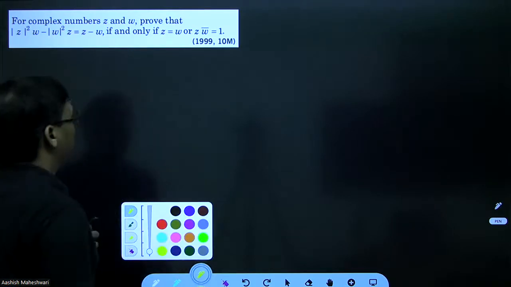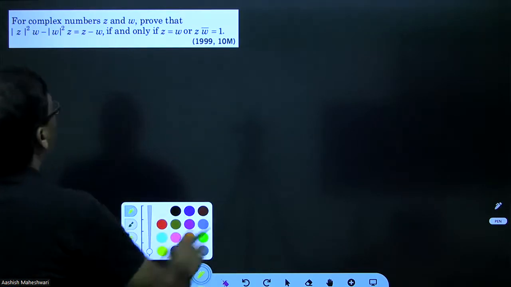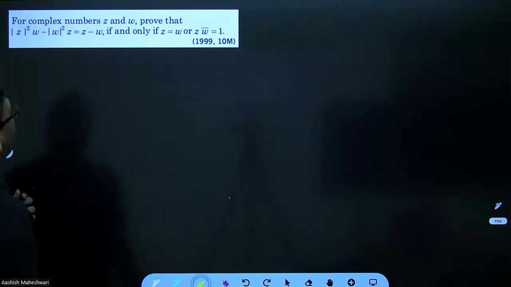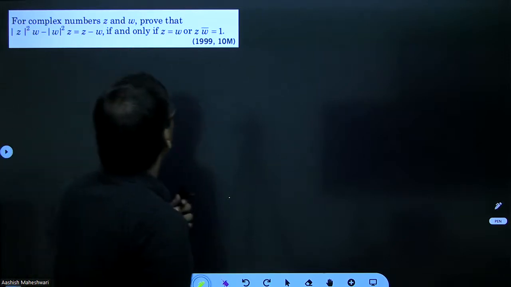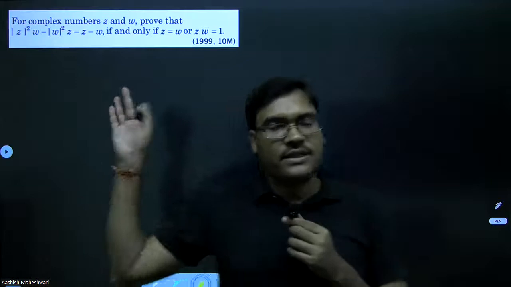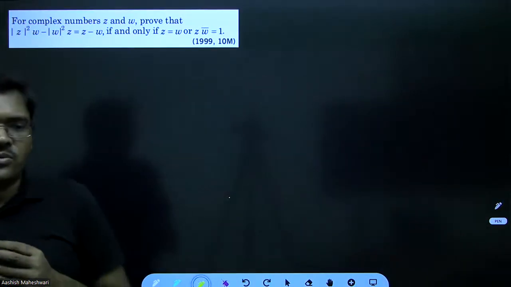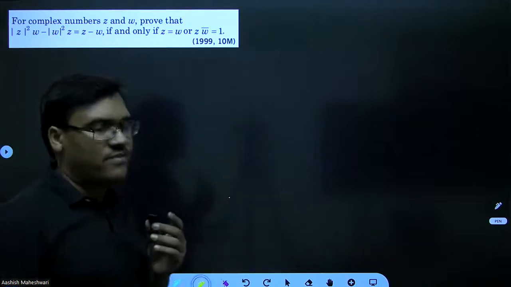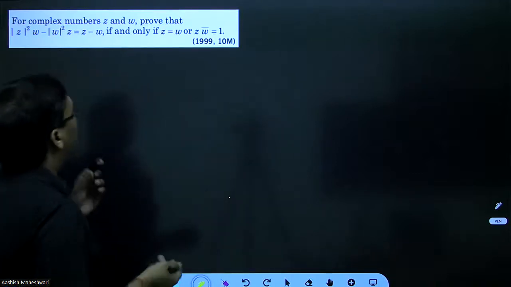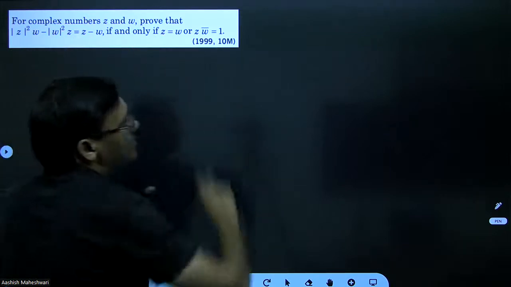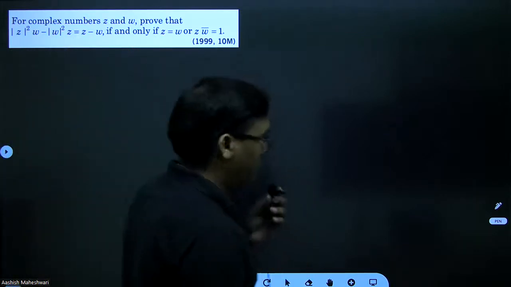So the first question is, for complex numbers z and omega, prove that z squared omega minus omega modulus squared z is equal to z minus omega if and only if these are the conditions. Okay. So this question can be made an objective question also. It was a subjective question, but it can be very easily made an objective question. So the idea here is this condition implies z is equal to omega or z omega bar equal to 1. This you have to prove.